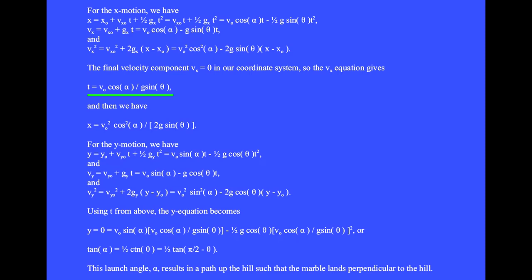Using t from above and setting the final y equal to 0, we get this equation, which becomes tan alpha equals 1 half cotan theta, but that's the same thing as 1 half tan of pi over 2 minus theta. This launch angle alpha results in the path up the hill such that the marble lands perpendicular to the hill.